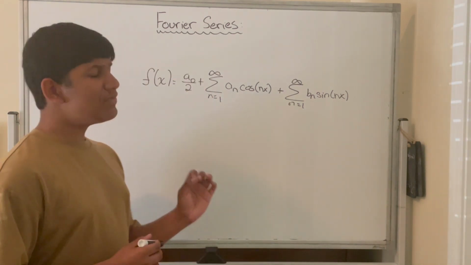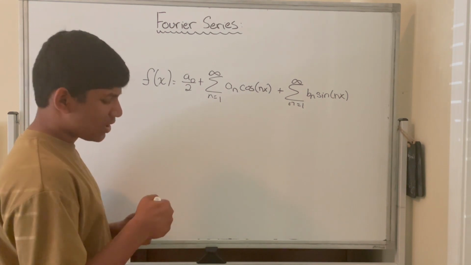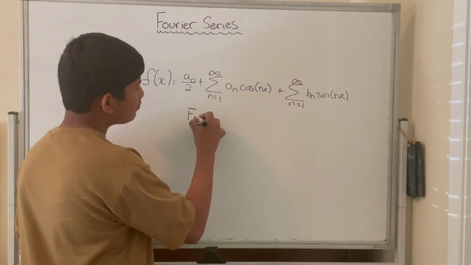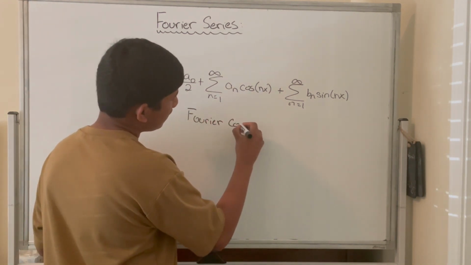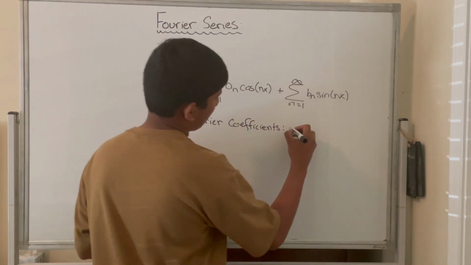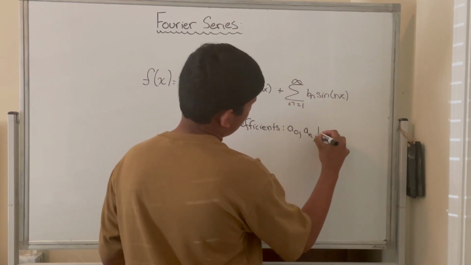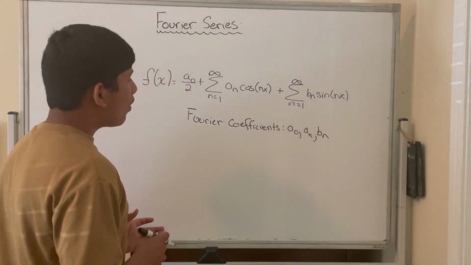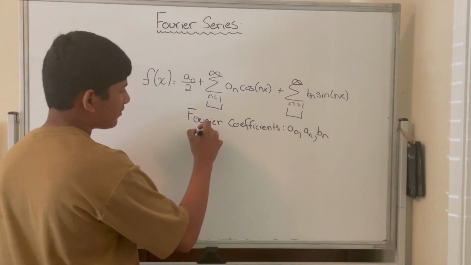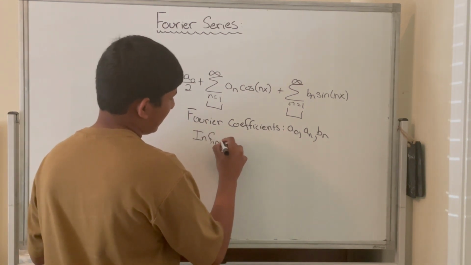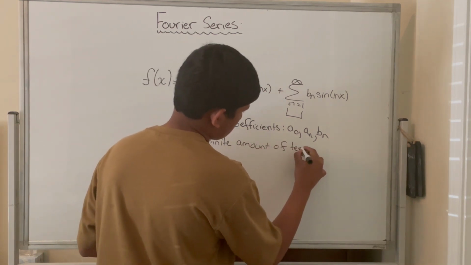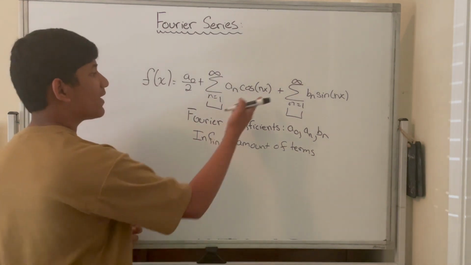Okay, now that we've talked about its purpose, let's talk about some of its characteristics, or some of its terms. So the Fourier coefficients is what we want to solve. The Fourier coefficients. These are a naught, an, and then bn. Now, we also have this summation over here. These summations indicate that there is an infinite amount of terms, which makes this a series. Last but not least, as you can see, x is our main variable.